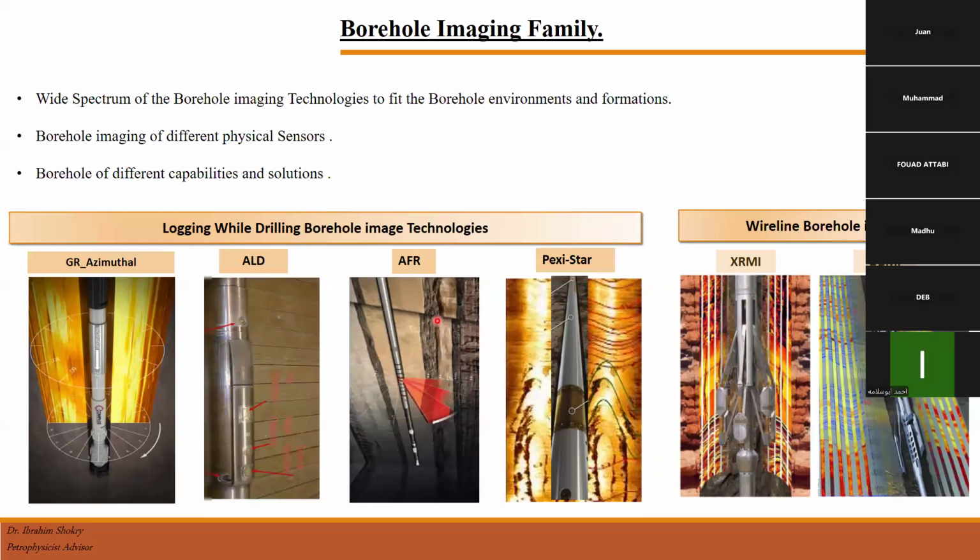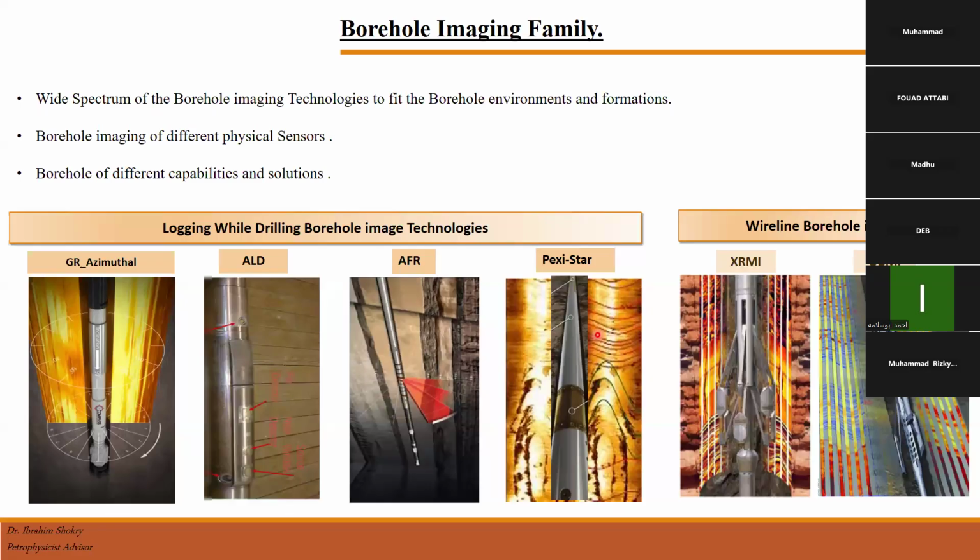The most popular one is the AFR tool, which relies on the azimuthal resistivity tool. In this tool, we can use resistivity sensors with a high vertical resolution to obtain the image, and it is an excellent tool for detecting thin bed analysis, fractures, and fine sedimentological features.